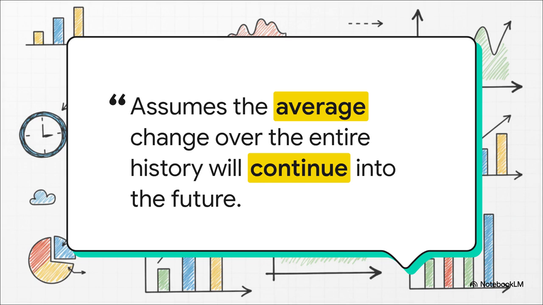And this quote just nails the whole idea. The drift method's big assumption is that the average change we saw over the entire history of our data is probably a pretty good guess for how things will keep changing. It's a simple idea, but it's great for capturing that long-term trend we found earlier.